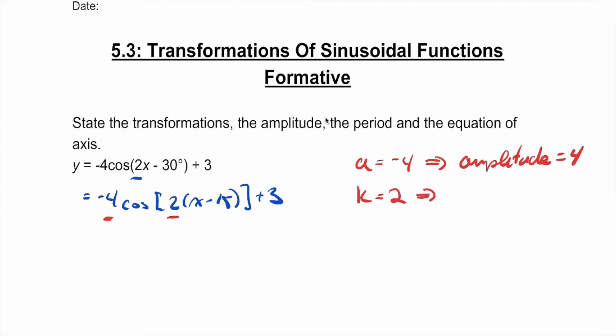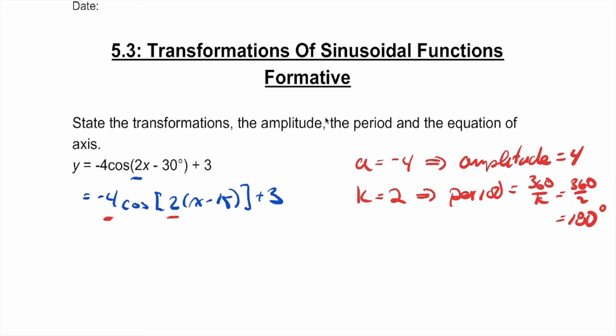And from there, we can decipher that the period is going to be 360 divided by k. In this case, it's 360 divided by 2, which is 180. So therefore, the period is 180 degrees. That's important that we specify the units.